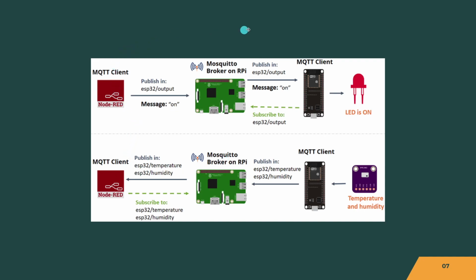As you can see on this figure, the MQTT client from Node-RED publishes on the topic ESP32/output, and the message is on, and it passes it to the broker. The broker then publishes it to the MQTT client, which is the ESP32 that subscribes to the topic ESP32/output, and it receives on to turn the LED on. So that's more or less regarding the MQTT protocol in these IoT projects.